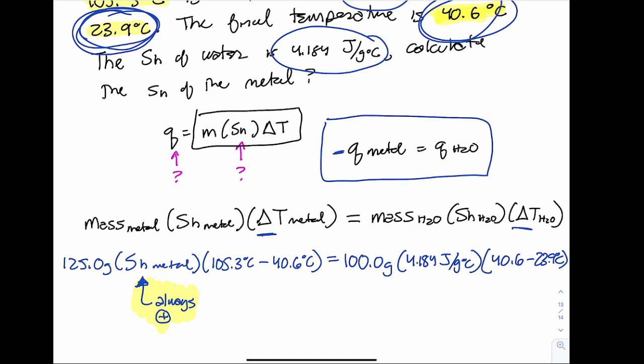So I'm going to grab my calculator here, but I'm going to do the temperature changes first. I'm going to take 105.3, subtract 40.6 from it, and that gives me, for this number, a temperature change of 64.7. It's actually going down by 64.7 degrees, but again, I'm ignoring that negative sign. Again, the sign just tells me direction. I'm going to figure out my temperature change on this other side. 40.6 minus 23.9, and that gives me a temperature change of 16.7. Both of them are in degrees Celsius or Kelvin.